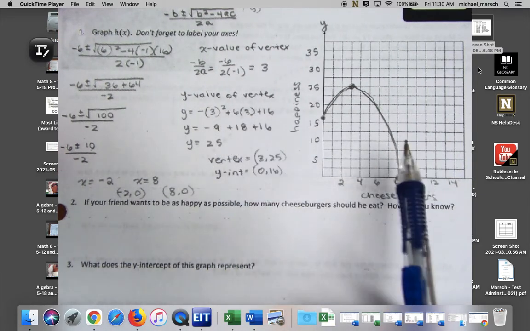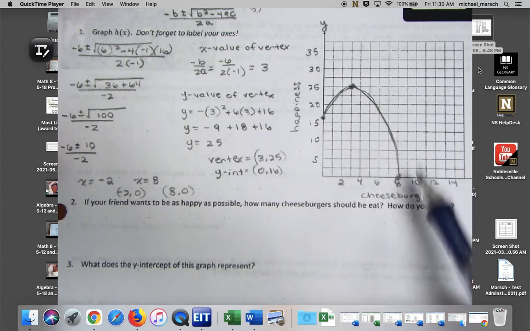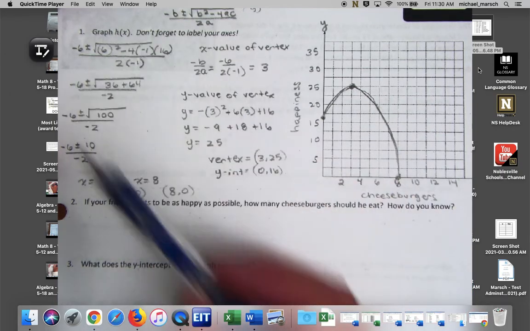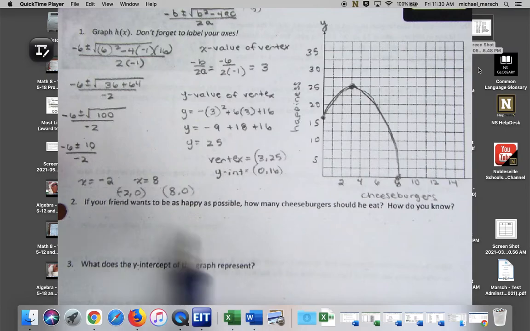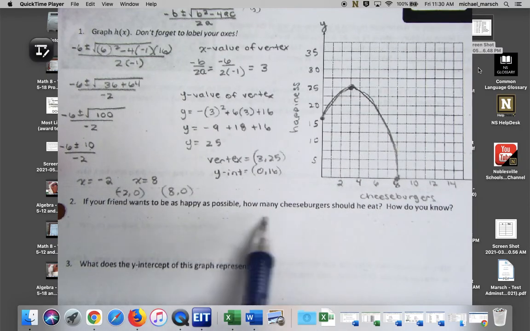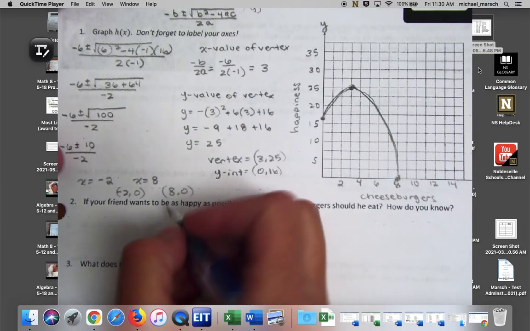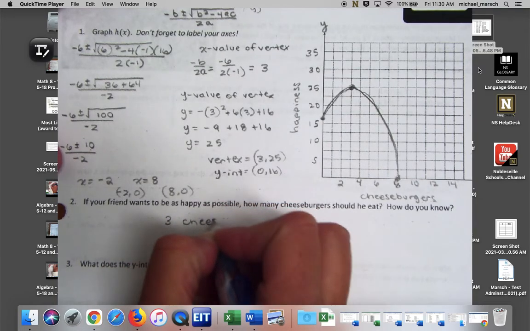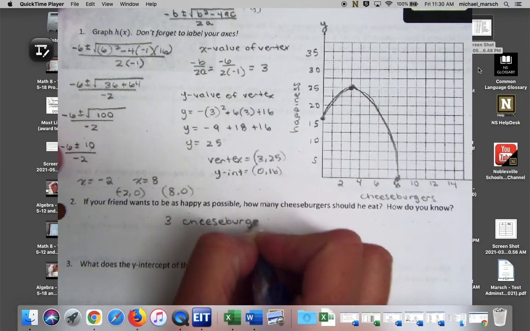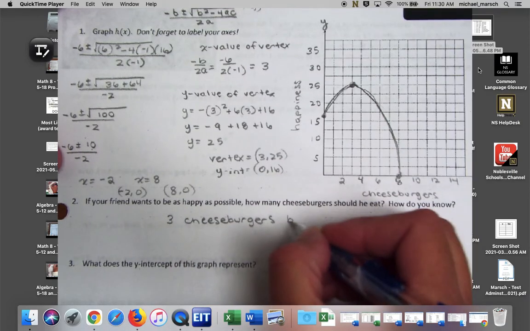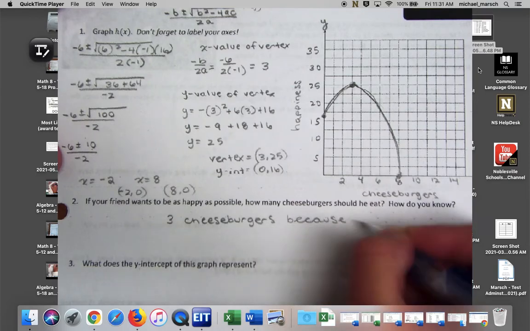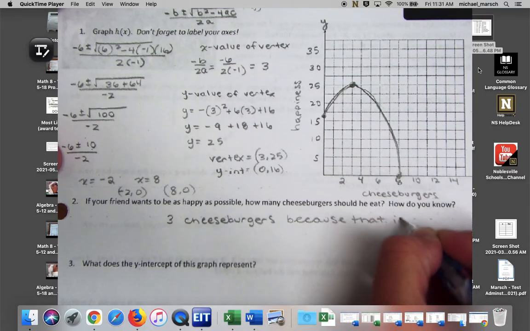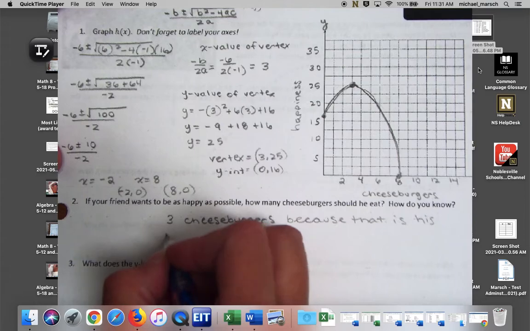Let's take this information. So we have this beautiful parabola. Yours probably looks better than mine. And we have all this data here. Let's now analyze it. If your friend wants to be as happy as possible, how many cheeseburgers should he eat? 3, right? Because that's our maximum. That's his peak happiness. 3 cheeseburgers, because that is his maximum happiness.